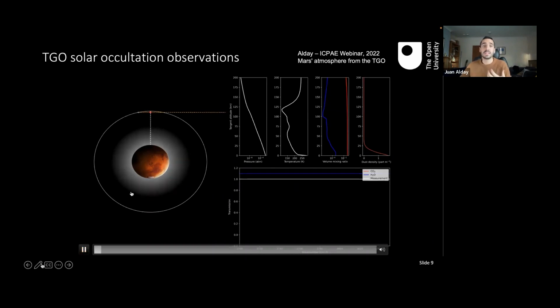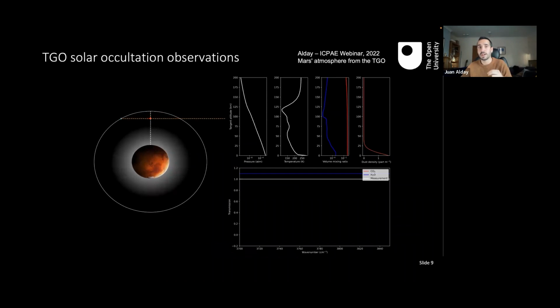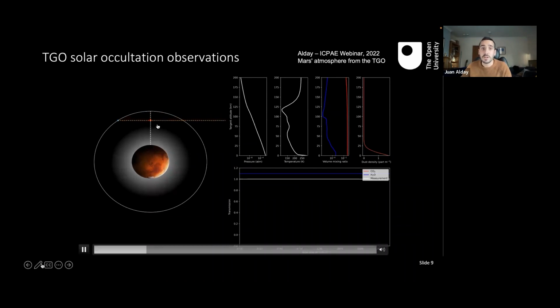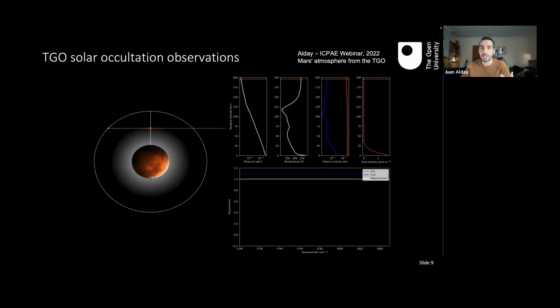So essentially what we do in this kind of observations, here the blue dot represents the Trace Gas Orbiter. We are always pointing at the sun at all moments as we move along the orbit. And as we do so, the tangent point of the observation starts lowering down. When this tangent point is at high altitudes, we essentially measure the solar spectrum because the atmosphere is very thin. But then as the tangent point starts going lower down, we measure the solar spectrum attenuated by the atmosphere. So we start observing some absorption features from different gases.